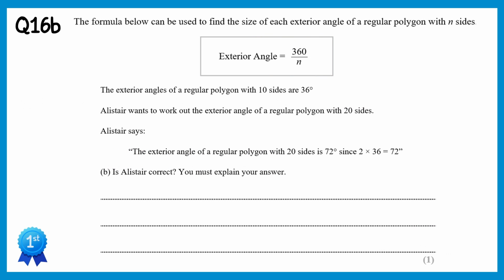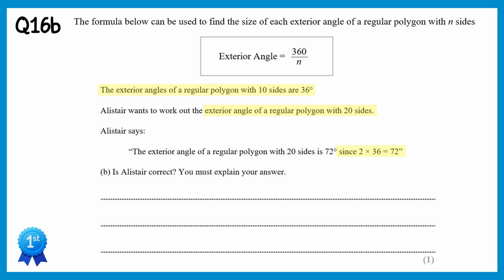In the second part of this question, we're given some information. We're told the exterior angles of a regular polygon that has 10 sides are all 36 degrees. And then we have Alistair, who wants to work out the exterior angle for a different regular polygon, and this one's got 20 sides. Alistair's approach to this is doing 2 times 36, which gives you 72. So since the number of sides has doubled from 10 to 20, he thinks you can double the angle from 36 to 72.